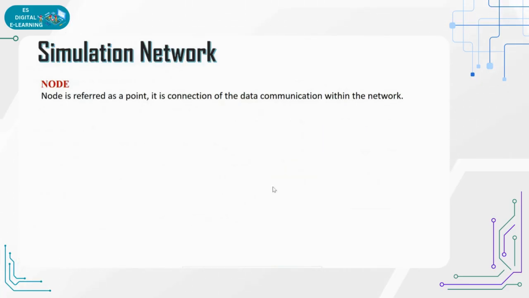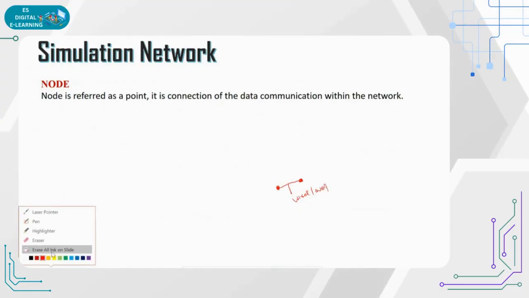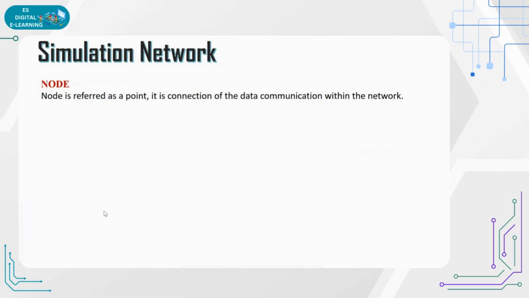So remember, the network is nothing but when we are connecting devices with other devices with the help of wire or wireless for communication purpose, then we call it a network. Okay. So this is a very important definition that we learned in the network concept. So here a node is referred to as a point. It is a connection point of the data communication within the network.